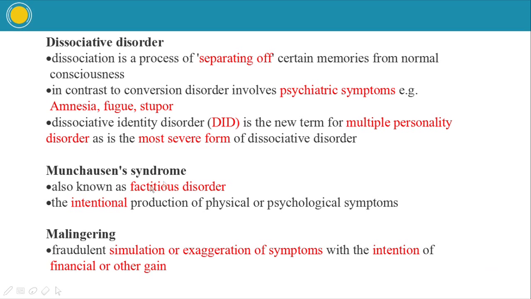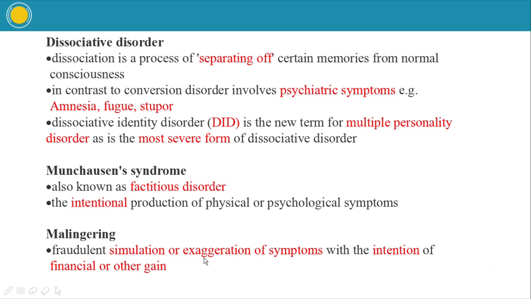Munchausen syndrome. And what about Munchausen syndrome? Another name for Munchausen syndrome is factitious disorder, in which there should be intentional production of physical or psychological symptoms. That should be conscious, should be intentional, purposeful. And what about malingering? Malingering is intentional. Of course, intentional. It is intentional and fraudulent.